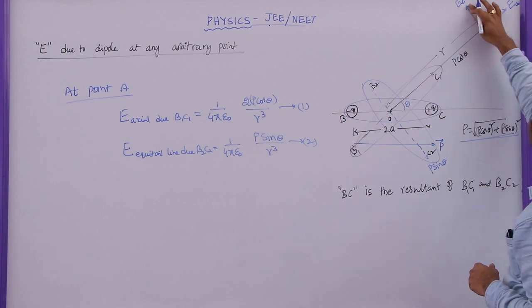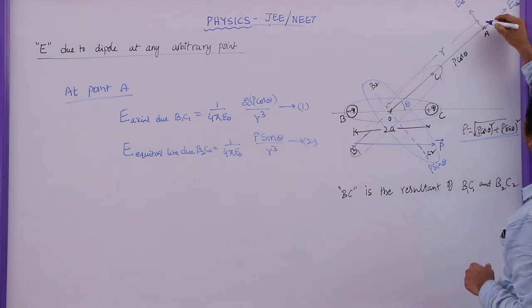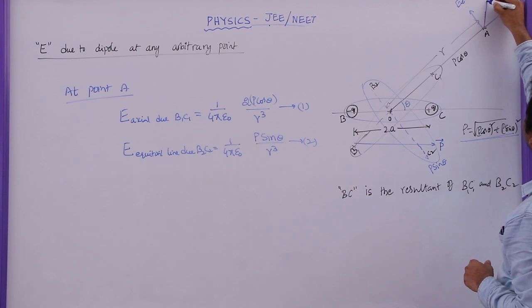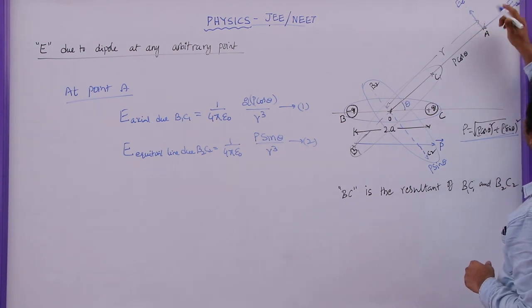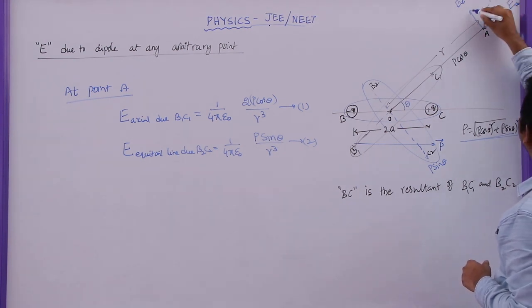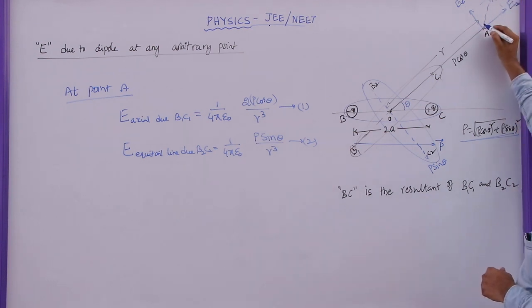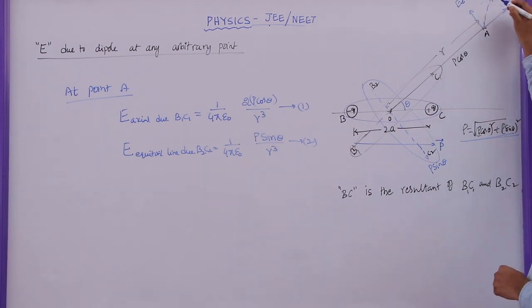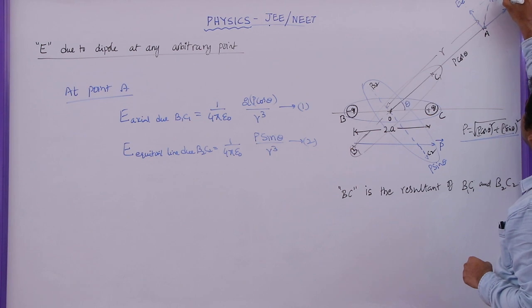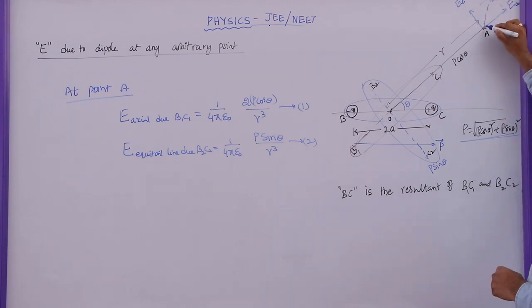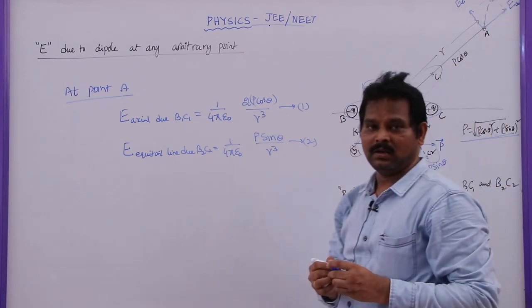The resultant of these two is given by a line which is the diagonal of this parallelogram. So this is the E net. I wish to find out this E net at this point A. So what is E net?